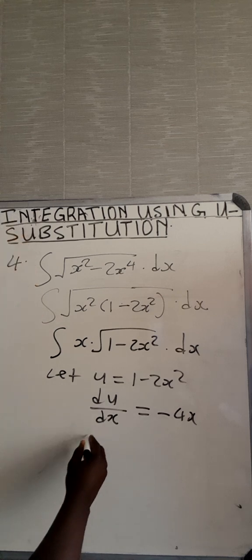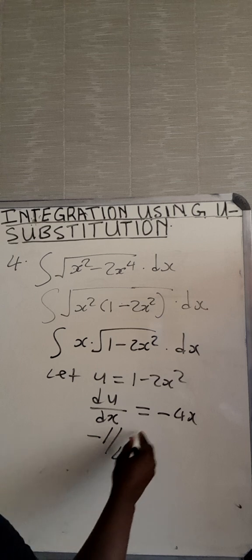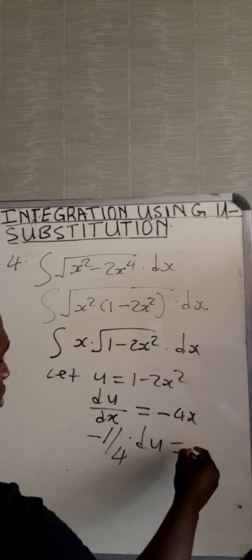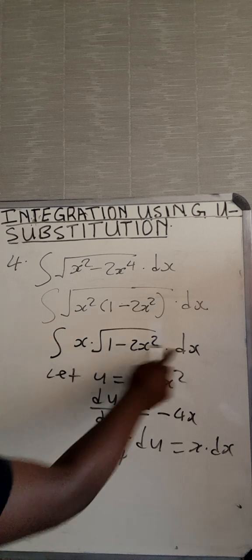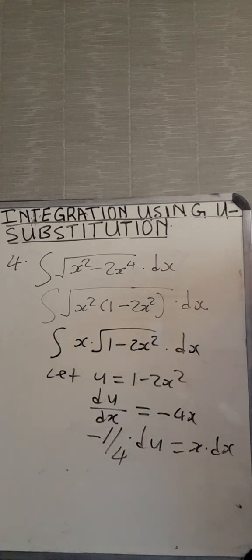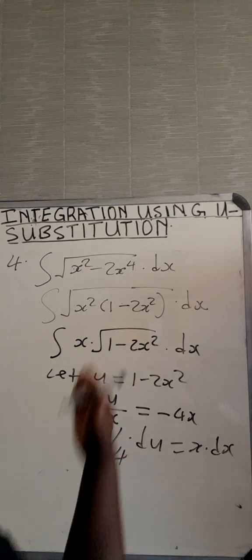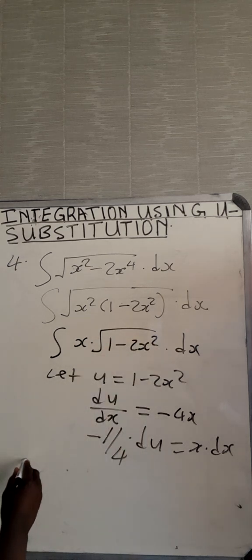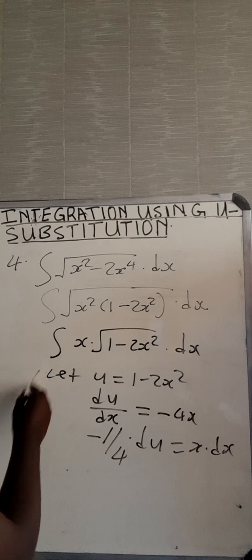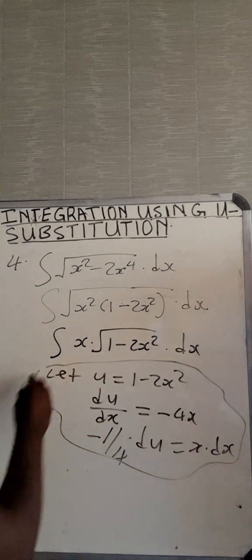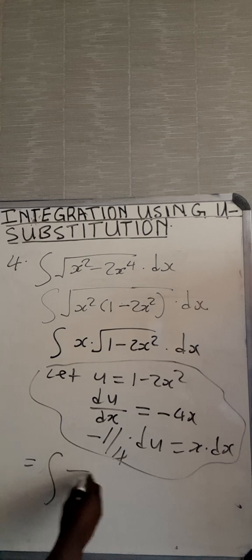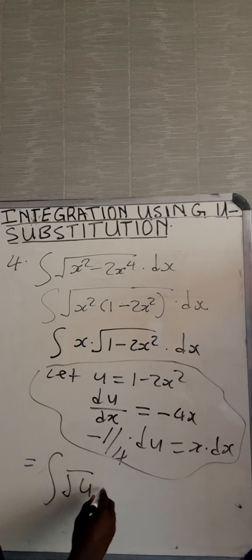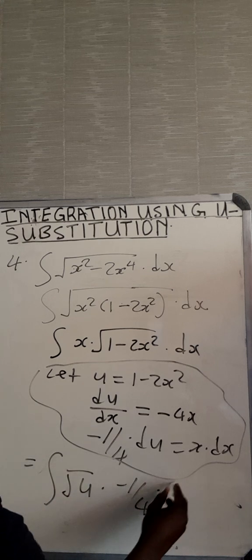So then this will be just minus 1 over 4 du equals x times dx. That means where there is x dx, we're going to put minus 1 over 4 du, and where there is 1 minus 2x squared, we're going to just put u. So this becomes the same, this is just equal to. This transformation is made so that we can write this in a simpler form. In terms of u, this would be the square root of u times minus 1 over 4 du.